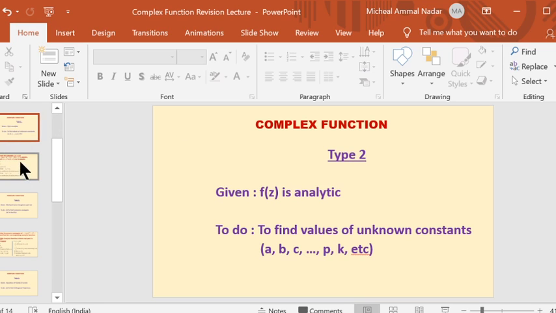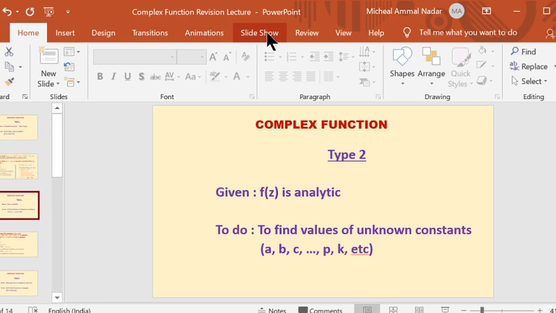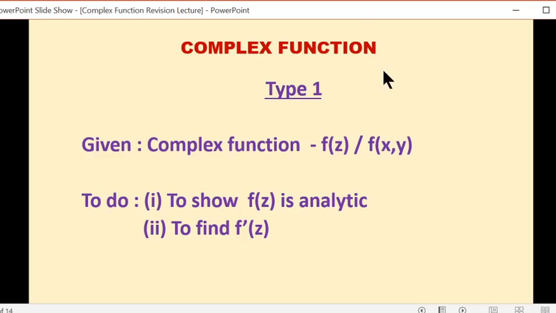Okay. Now what we are going to do is a quick revision of all the types of problems that we have seen in this particular module, because all the types of problems seem a bit similar. So we are going to quickly revise all the 7 types of problems that we have seen in this module, that is complex function. Okay. All right, let's get started.